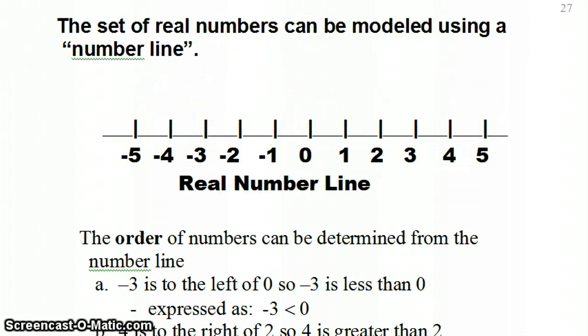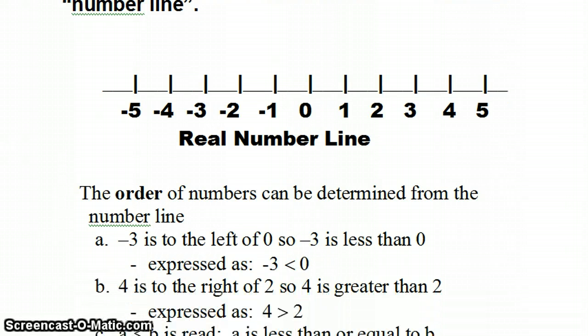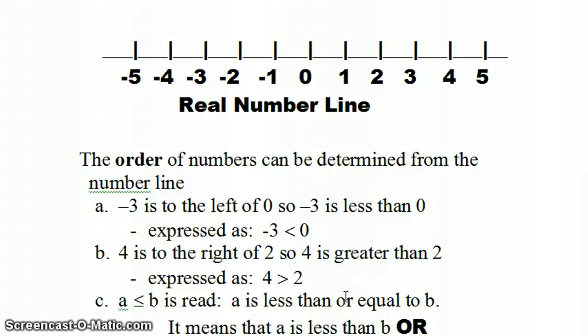On page 27, we try to model the real numbers by using what's called a number line. We draw a horizontal line and divide it into spaces. The numbers going to the right are positive numbers, the numbers going to the left are negative numbers. The order of numbers can be determined from the number line. -3 is to the left of 0, so -3 is less than 0. Here we have it expressed as -3 with a less than sign.